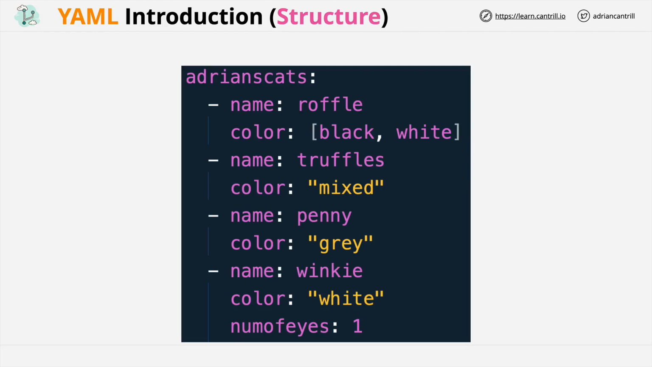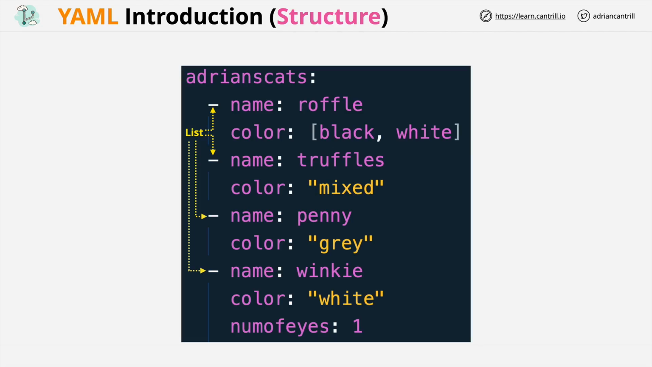Adrian's cats at the top. So the key is Adrian's cats and the value is a list. And we can tell that it's a list because of the hyphens, which are at the same level of indentation. But, and this is important, notice how for each list item, we don't just have the hyphen and a value. Instead, we have the hyphen, and for each one, we have a collection of key value pairs.